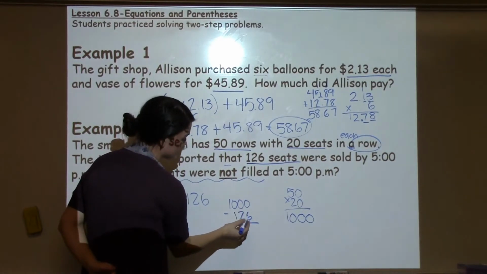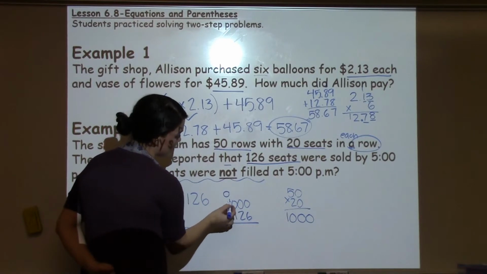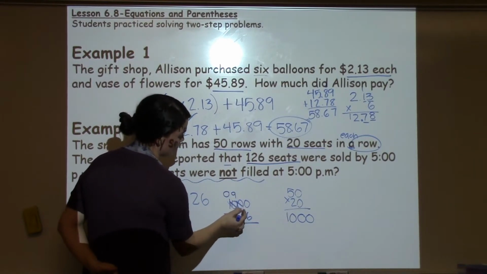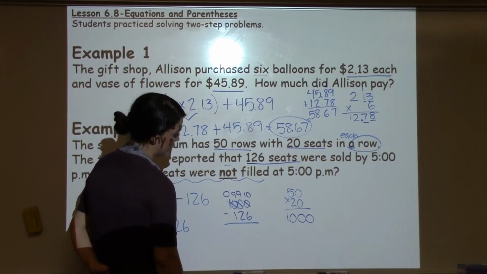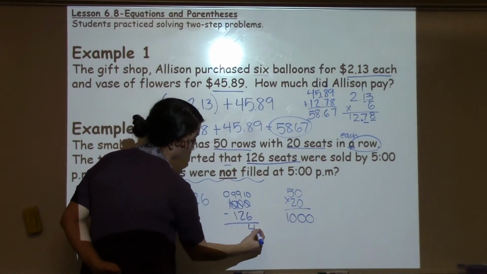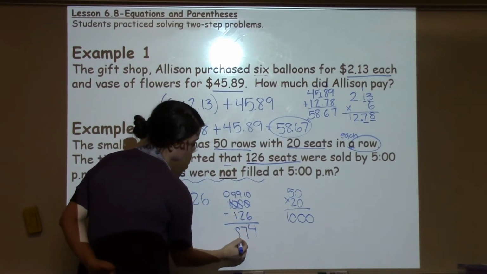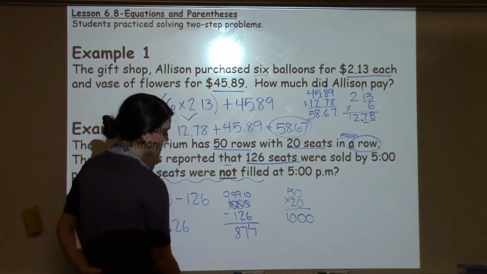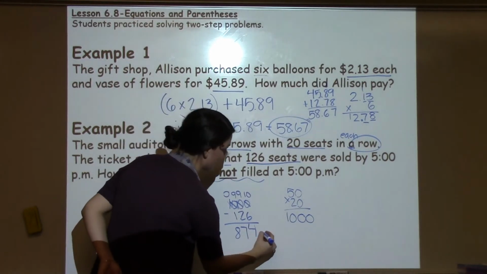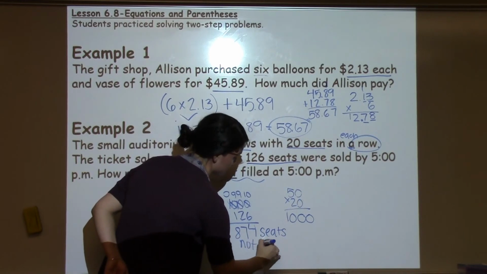Alright, I cannot do 0 minus 6, so I'm going to have to borrow all the way over from this 1. That would make this 0 a 10, but I have to borrow from it, making it a 9. That makes this 0 a 10, but I have to borrow from it, making it a 9, which makes this last 0 a 10, and it gets left alone because no one's borrowing from it. 10 minus 6 becomes 4, 9 minus 2 becomes 7, 9 minus 1 becomes 8, and then I have a 0 left. So I have 874 seats that are not filled.